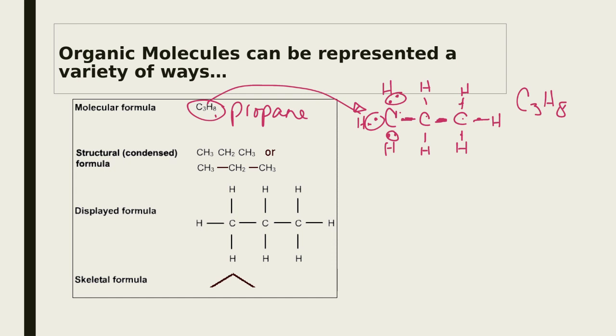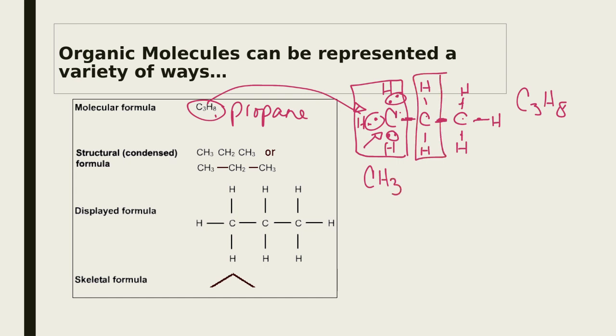Another way of representing these, a lot of times in textbooks, I don't love this method, but textbooks sure do. They will isolate every carbon and write it out according to what is bonded to that particular carbon. So this carbon right here is bonded to 3 hydrogens. So they'll write it like this, CH3.